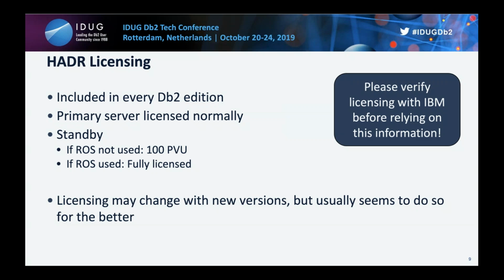HADR licensing is also pretty easy. You want to verify any licensing statements I make with IBM before relying on this information. It changes fairly frequently. In general, HADR is included in every DB2 edition of the most recent versions. In general, we license the primary server normally. We don't have to buy any additional HADR license. And then on the standby, if we're not using reads on standby, the rule is 100 PVUs, which is about one and a half cores, maybe two cores, which is often smaller than our database size. If we are using reads on standby, then the standby does have to be fully licensed at this time.